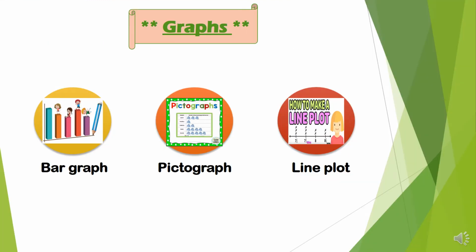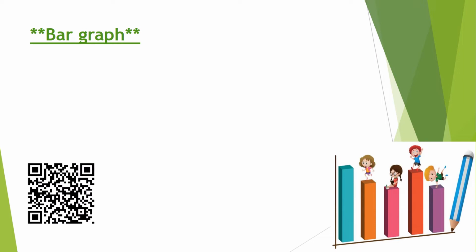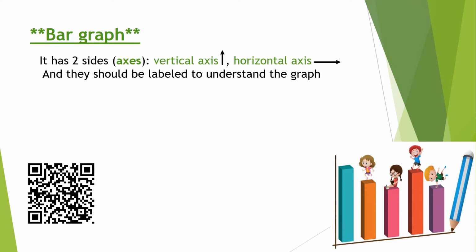Now we will move to graphs. We will discuss three types of graph: bar graph, pictograph, line plot. Let's start with bar graph. We studied it already in grade 2 and we said that it has two sides. This year we became older, so we will call them axes. So it has two axes, vertical axis and horizontal axis.